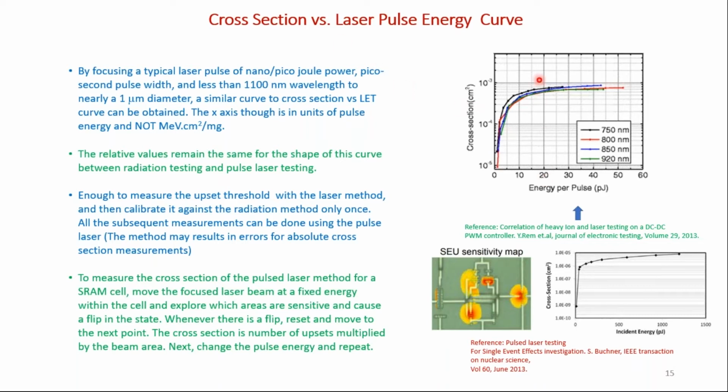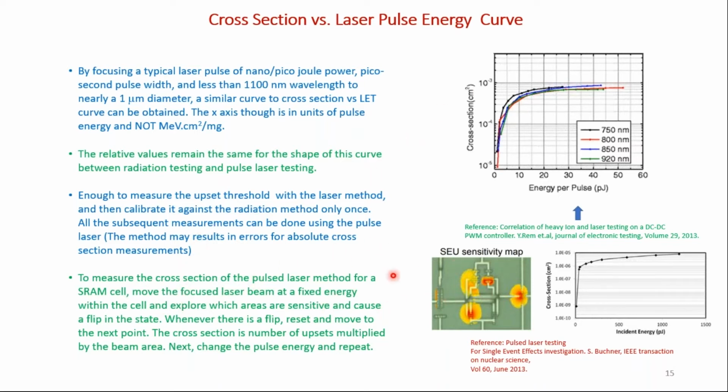If you do the test with the laser, you can also calculate the cross section, but your x-axis would not be LET anymore. It would be the energy per pulse in picojoules, for example. And you can see that it would generate the same type of curve as the particle test, but with a different x-axis. There have been some attempts to correlate the two with theoretical formulas, but it is always more accurate and reliable to go to a particle accelerator to do the calibration, so that you know how many picojoules correspond to how many MeV. The shape of the curve always remains the same, so the relative values will be the same. If you know one point in MeV, then you can calculate the others as well.